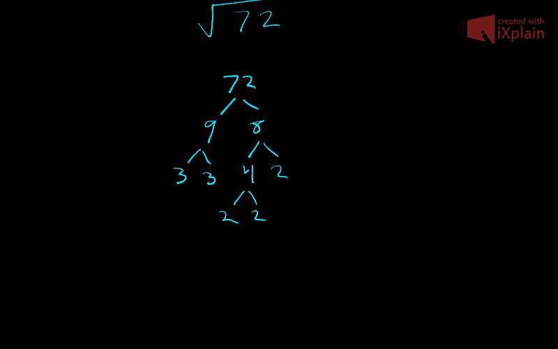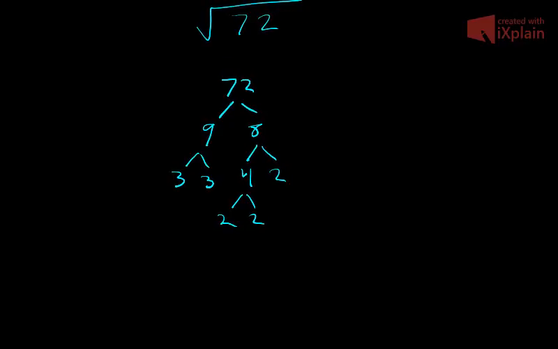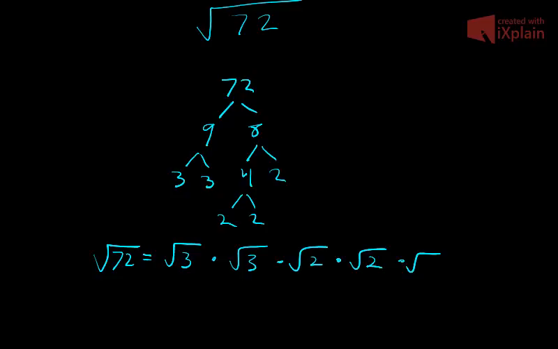So I'm going to turn my square root of 72, let me keep that on the screen, into the square root of 72 equals the square root of 3 times the square root of 3 times the square root of 2 times the square root of 2 times the square root of 2. So again, all I did here was take this number, factor it, and then all those factors came down here inside their own radical.